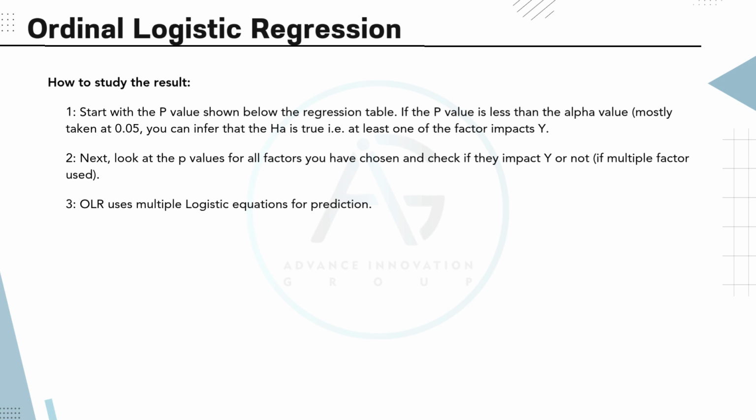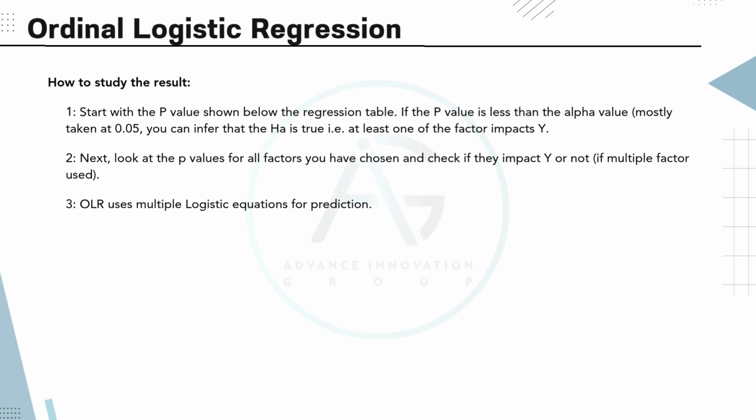Step 1. Start with the overall p-value. Begin by locating the p-value shown at the bottom of the regression output. This value tells us whether the model as a whole is statistically significant. If the p-value is less than 0.05, the commonly used alpha value, we reject the null hypothesis. This means that at least one of the predictors significantly impacts the ordinal dependent variable.